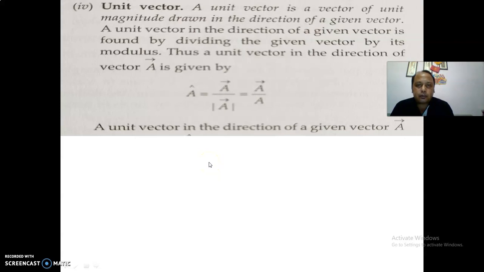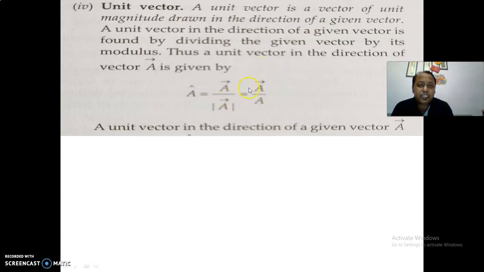So I hope this is clear. Unit vector means a vector which has unit magnitude and the direction is that of the given vector. Suppose we are considering unit vector A, so the direction of unit vector A will be in the direction of vector A. Only difference is it will have a magnitude 1.